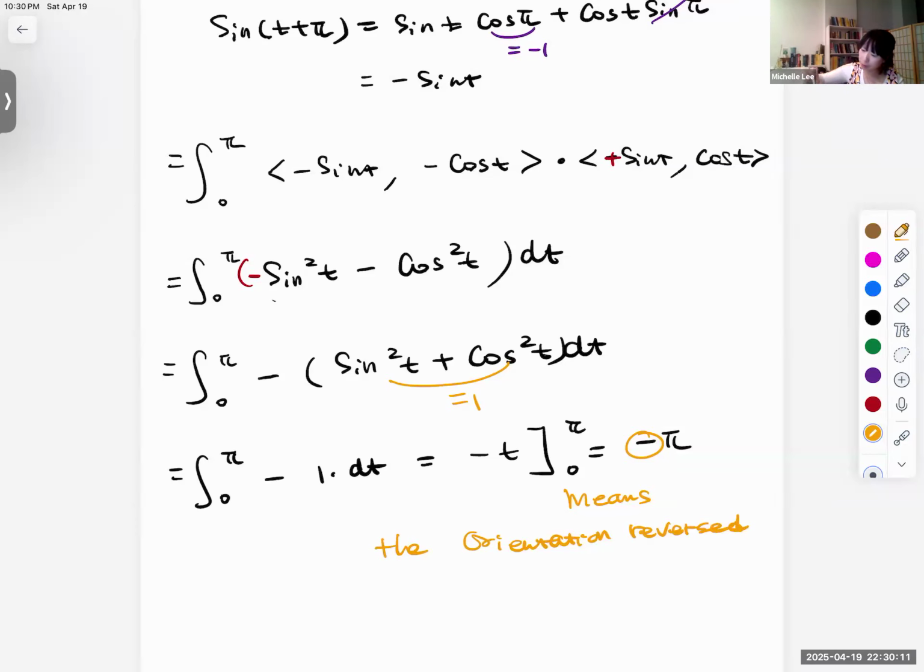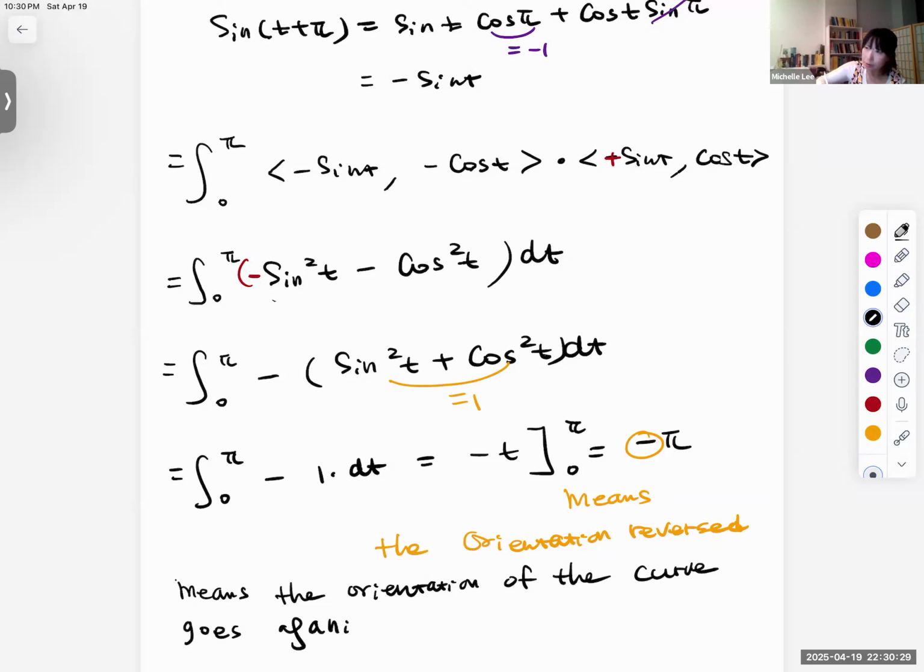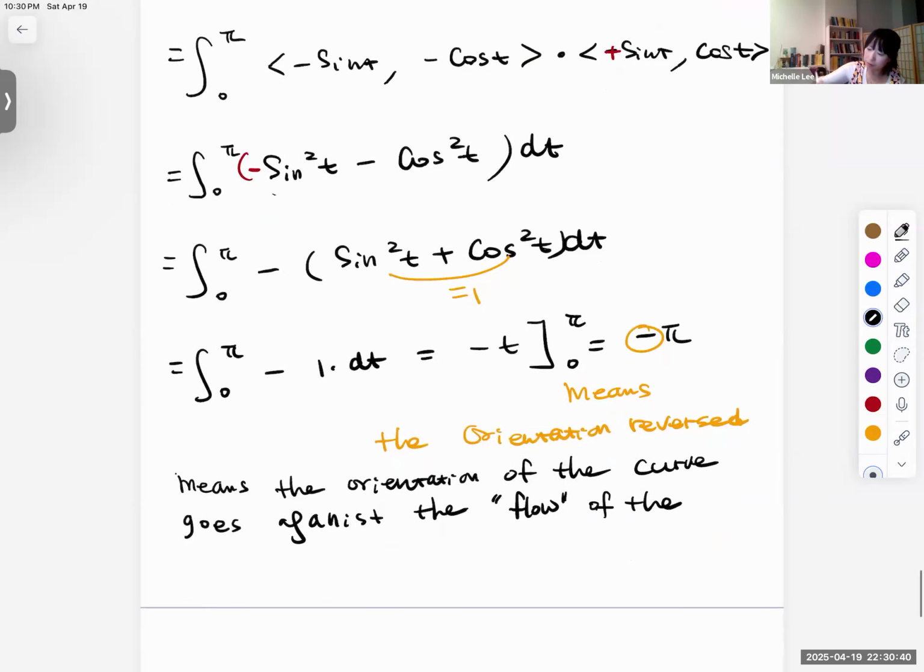Okay, so this means the orientation of the curve goes against the flow of the vector field. Makes sense, yeah?